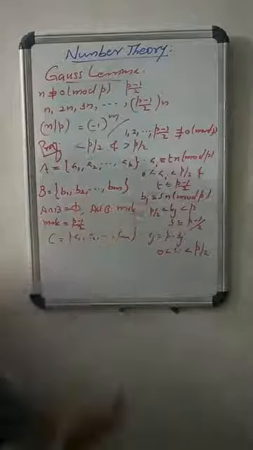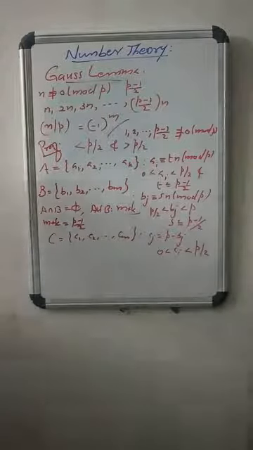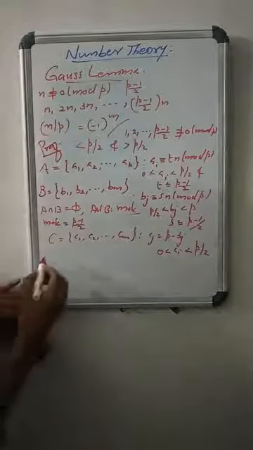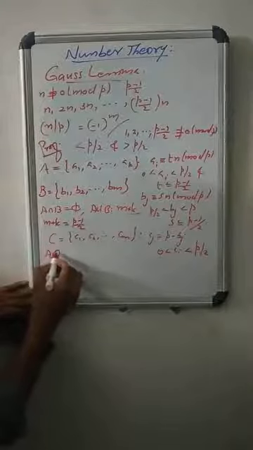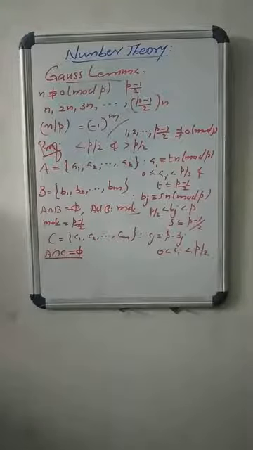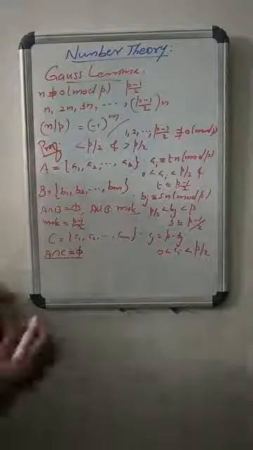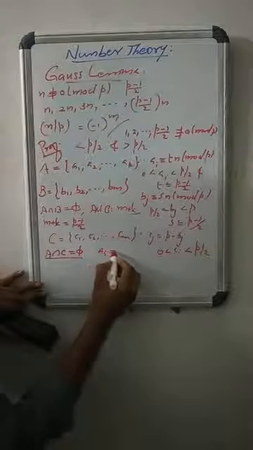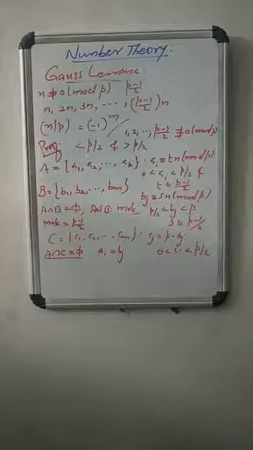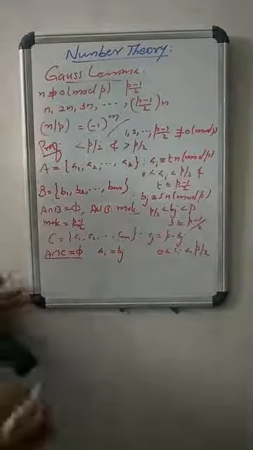A lies in between 0 and P by 2, as well as Ca lies in between 0 and P by 2. Clear? Now there is a claim: A intersection C is empty, which means A and C are disjoint. How is it possible? If not, suppose A equals some Bj. To prove A intersection C is empty, we just assume A equals Bj.